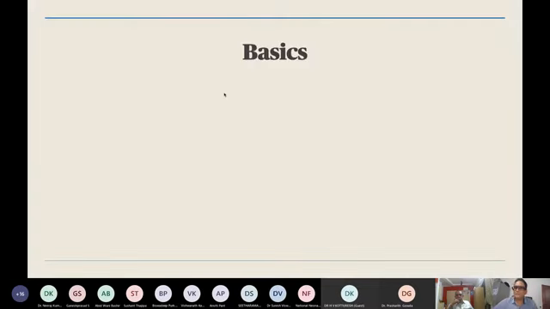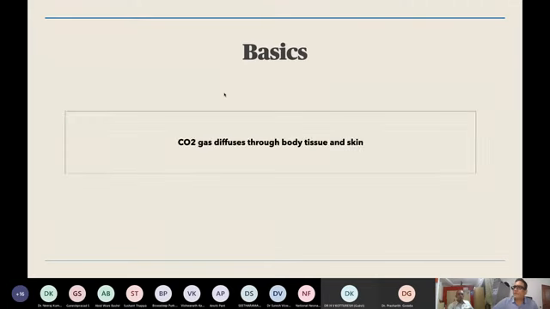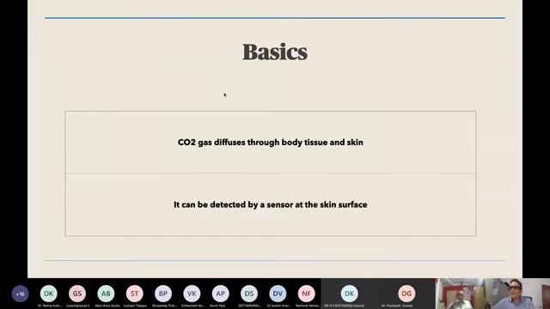popularity. So what is the basics for the transcutaneous CO2? Basically, the carbon dioxide diffuses through the body tissue and also the skin. And it can be detected by a sensor placed at the skin surface, right? That is the basic concept.